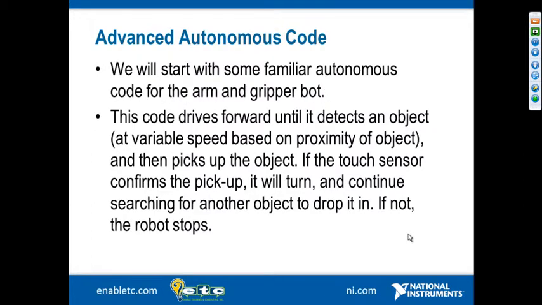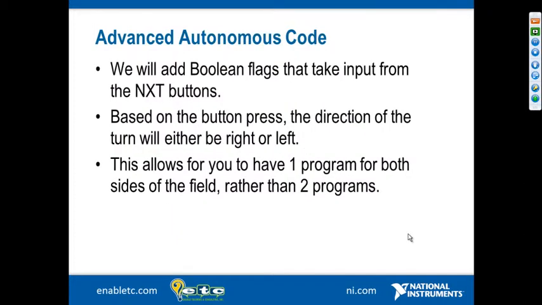So in this example, what we're going to do today is start with the familiar autonomous code that we talked about in one of the previous webinars. Essentially what that code does is it drives forward until it detects an object, picks up the object, and if the pickup was confirmed, it will turn and continue searching for an object to drop it. So we're going to take advantage of this code and make some slight modifications to add the ability to run dynamically in either a right turn or a left turn configuration. We're going to do that by using the NXT button read and the Boolean flags.